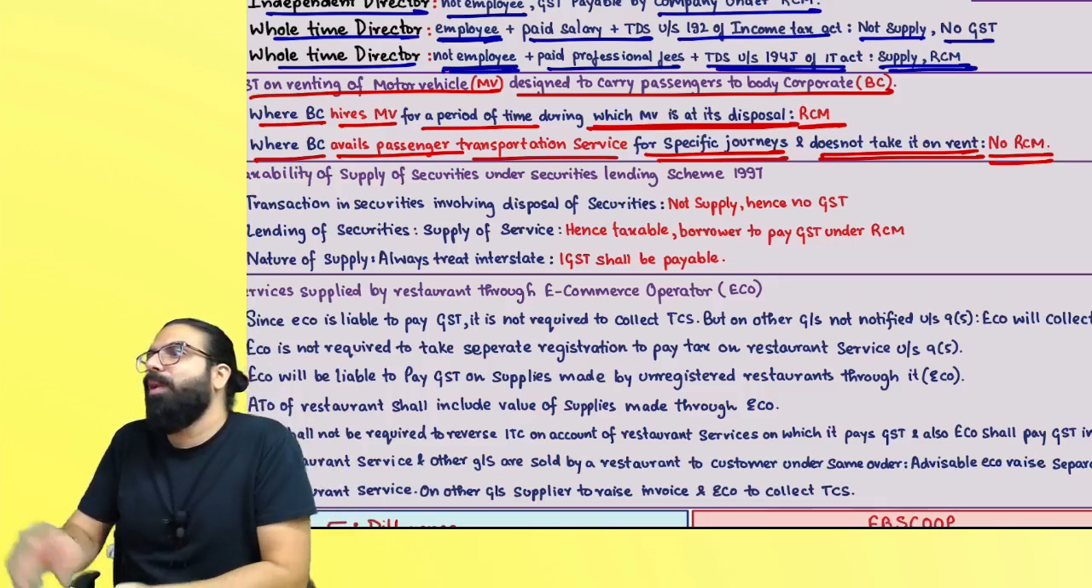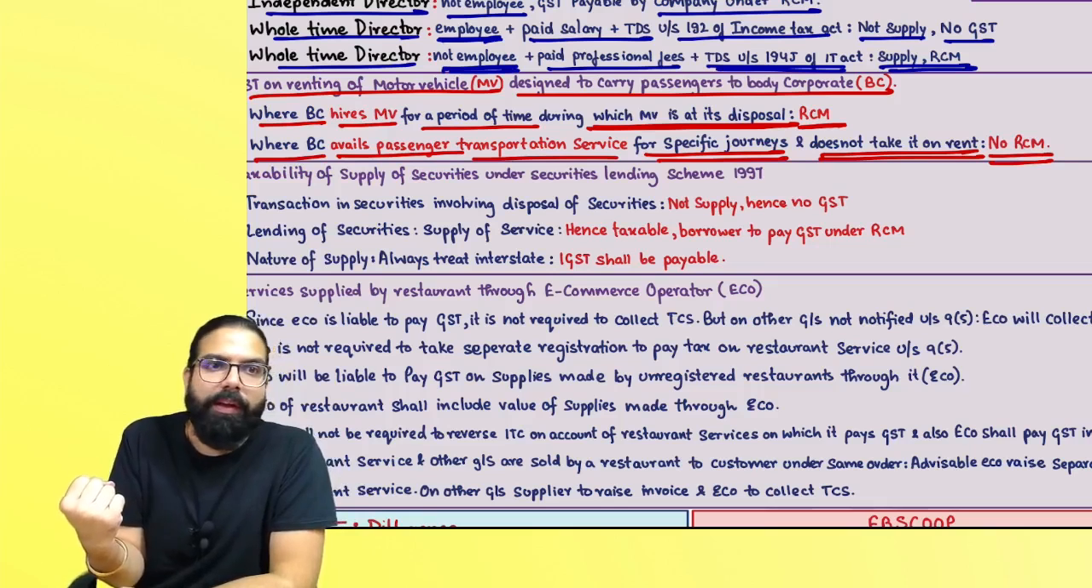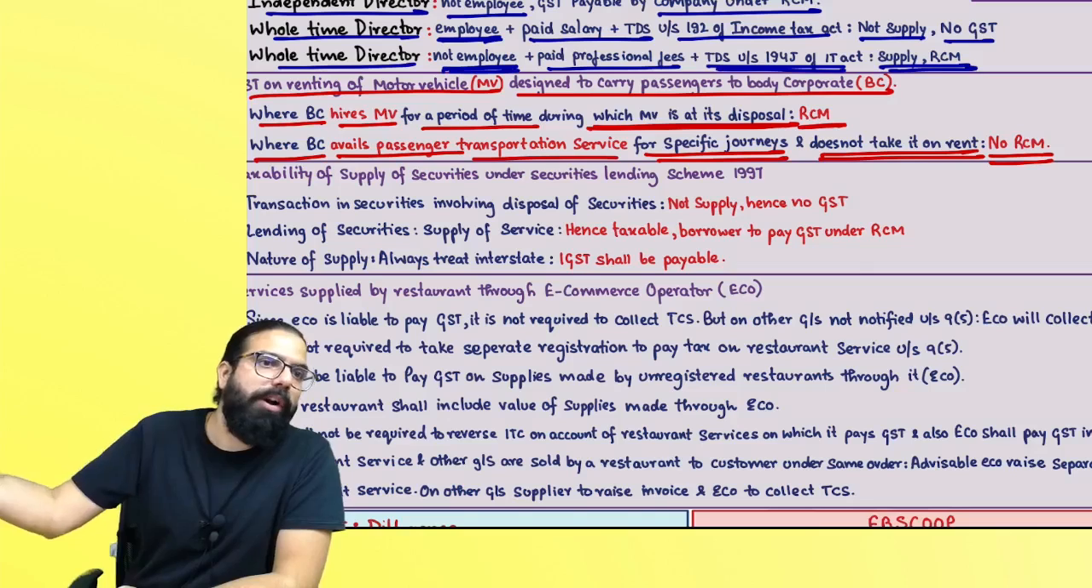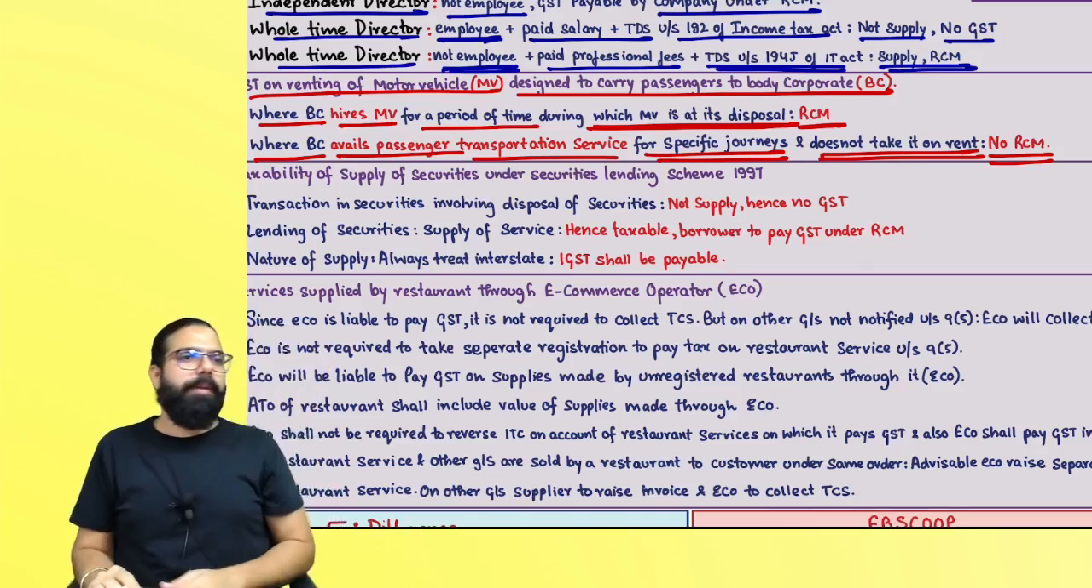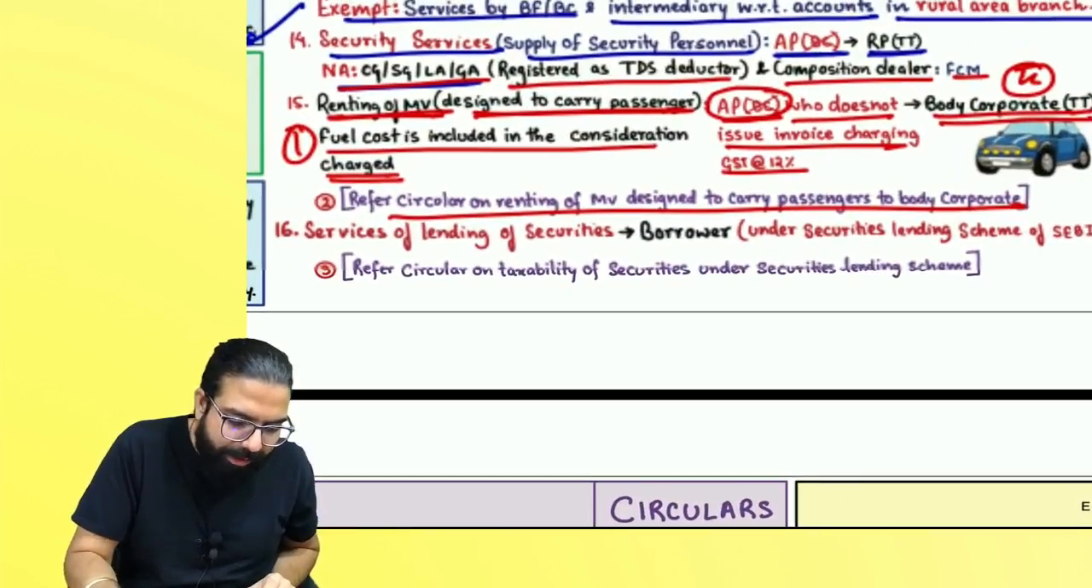Reverse charge mechanism applies when you have rented a motor vehicle, which is a passenger vehicle, where fuel cost is included. Secondly, they have not charged you 12%. Thirdly, they are any person but not a body corporate. And fourthly, you are a body corporate. Are we clear? Can I go ahead, everyone? Yes, did I tell the same thing?